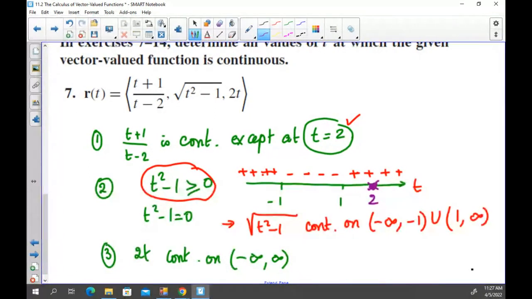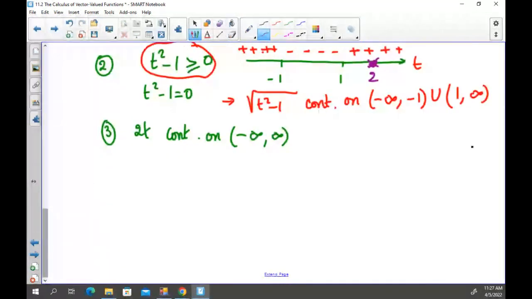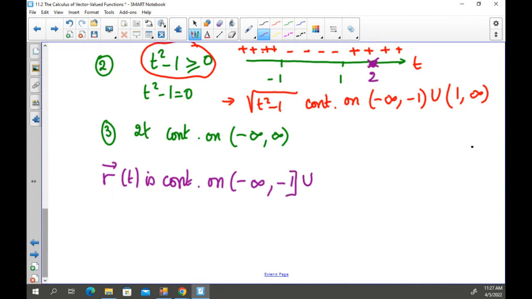So I can write the final answer: r of t is continuous on minus infinity to negative 1. We can include negative 1, by the way. And then union 1 to 2, exclude 2, and then from 2 to infinity, like this.